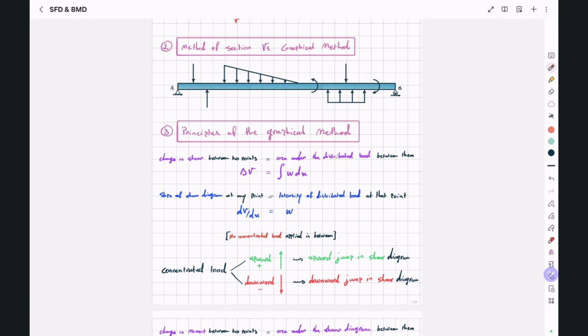All right, so the first principle is if we have a distributed load between 2 points along our beam, for example, these 2 points, the change in shear between these 2 points will be equal to the area under the distributed load between those 2 points. So the delta V between these 2 points will be the area of this triangular load. Or if your distributed load has a more complicated function, you can use integration between those 2 points.